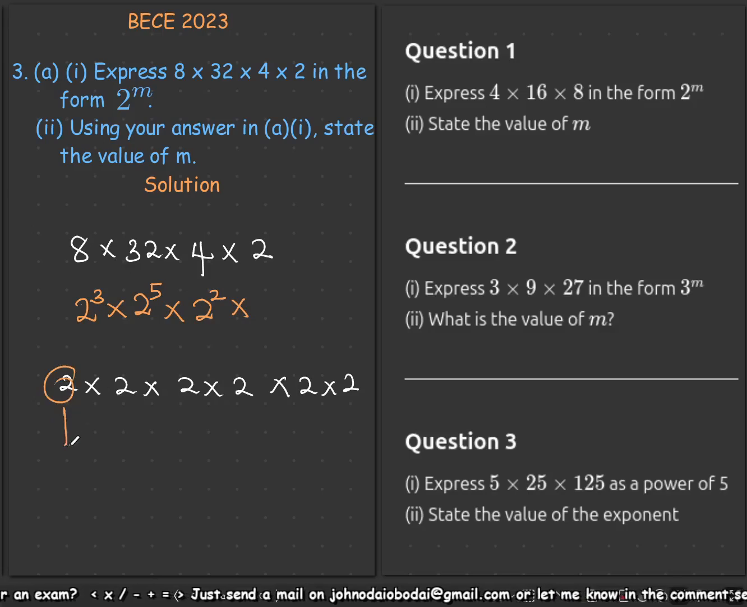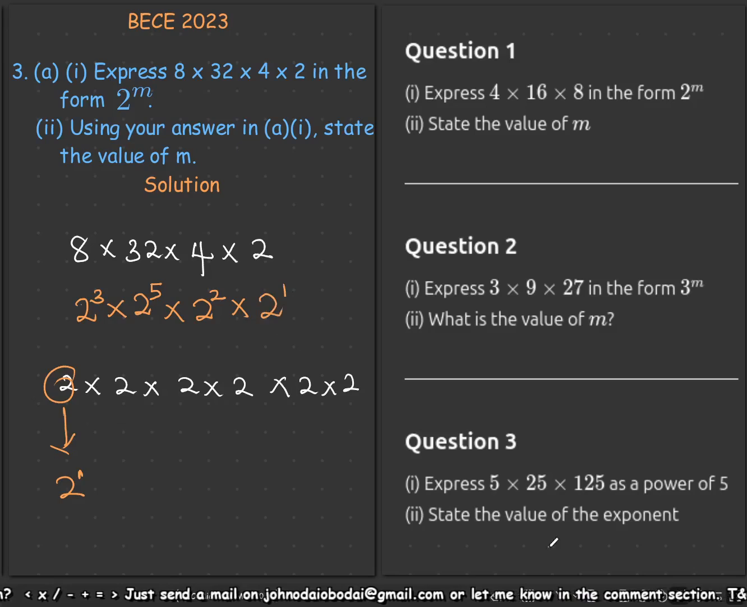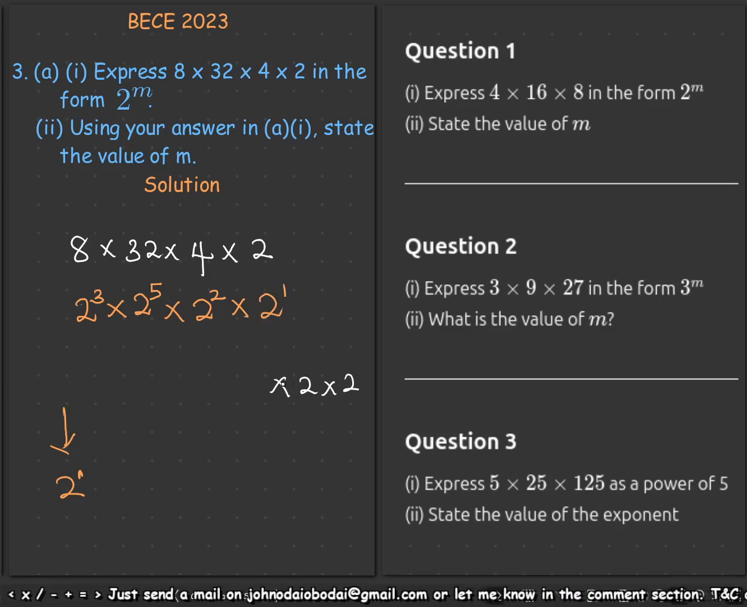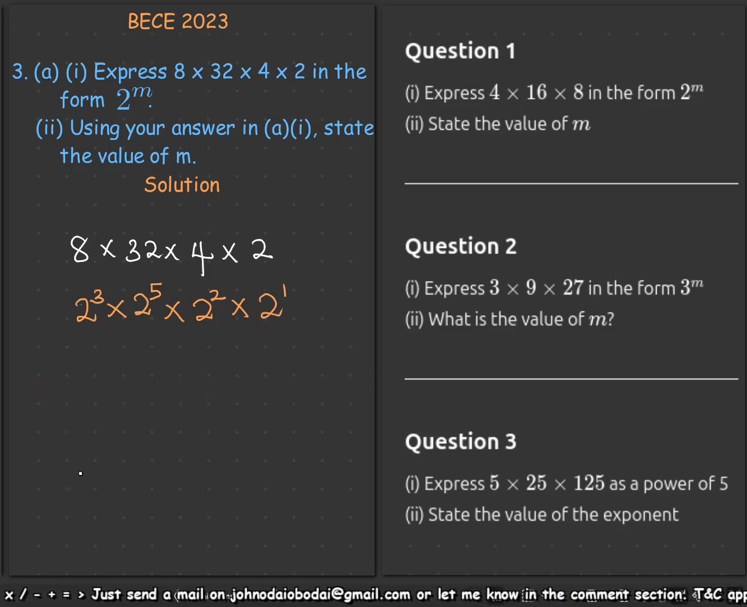Now, does 2 have to multiply itself a number of times to give us 2? No. So just 1 of 2 gives us 2. So we say 2 raised to the power 1 is still 2. Or in other words, you can say any number raised to the power 1 gives you that same number. Hence, we have 2 raised to the power 3, which is 8, times 2 raised to the power 5, which is 32, times 2 raised to the power 2, which is 4, then times 2 raised to the power 1, which is 2.